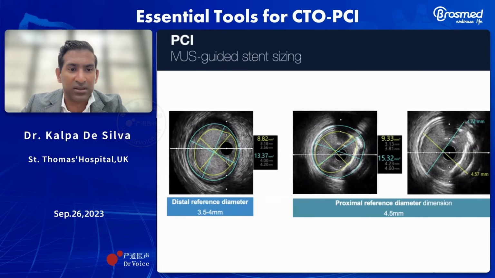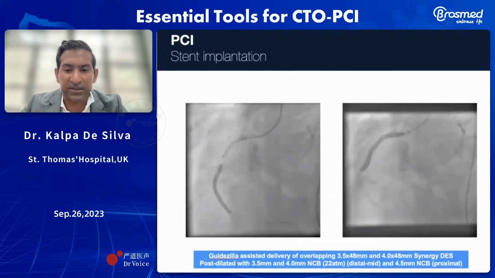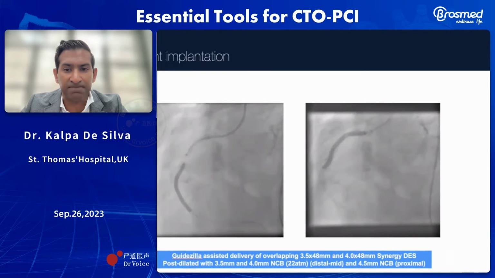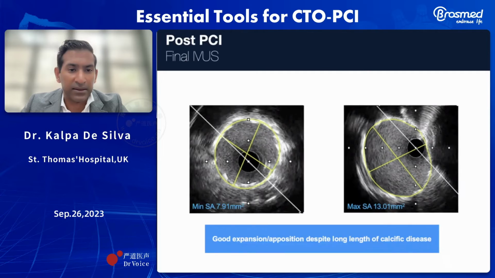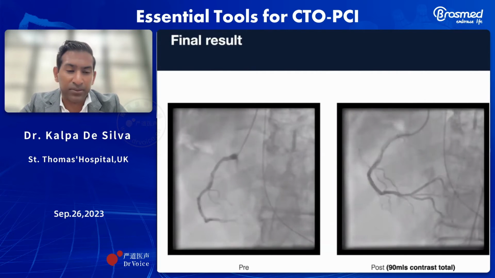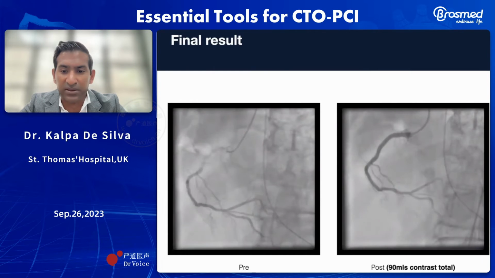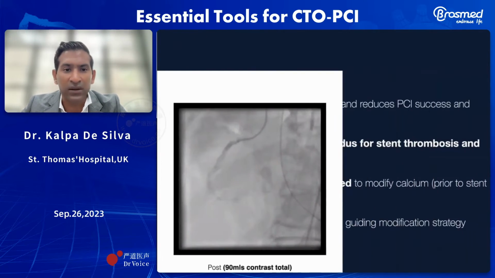Identified the IVUS guidance for distal reference and proximal reference, and then implanted 2 stents with the assistance of the guide extension, 2 long stents optimized with post-dilatation balloons up to 4.5 millimeters. And this was the final result on the right compared to the original. And because of the use of IVUS, I was able to keep contrast relatively minimal as well, to 90 mils.